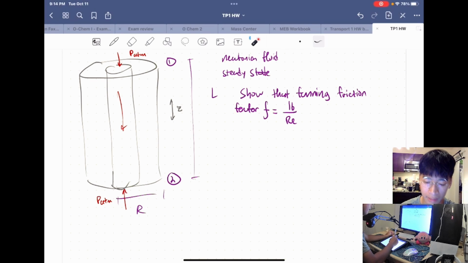We have a pipe of length L and radius big R, okay, with fluid flowing downwards. This fluid is a Newtonian fluid, and everything is at steady state, meaning that all derivatives with respect to time are going to equal 0. Okay, that's important for not too far on. Okay, so at this point in time, we're going to start off with this to prove that the Fanning friction factor equals 16 over the Reynolds number.